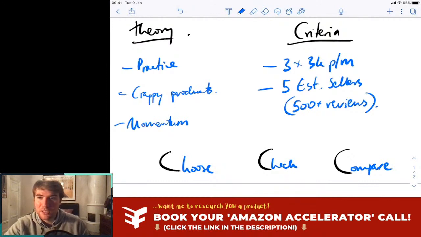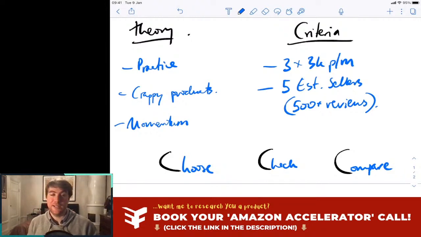Ellie says, if you see that AMC Scout says it is a good niche, say 7 or 8, what else do you check? I tend to ignore their niche score. It can be a good indicator at a glance, but I find generally it's better to look at this criteria I'm showing you now rather than the niche score, because it can be inaccurate. Focus on these 2 pieces of criteria, the 3 sellers making 3K a month and the 5 established sellers or less.